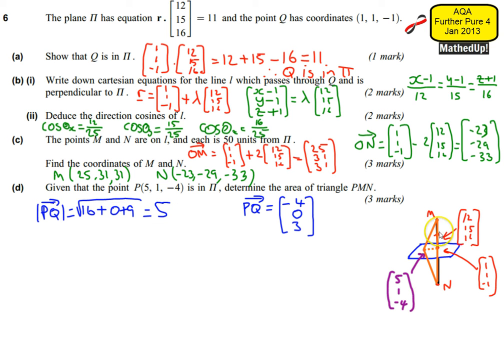We know the base is 100, so the area of my triangle is going to be equal to 100 times 5 divided by 2, which is going to be 250 units squared.